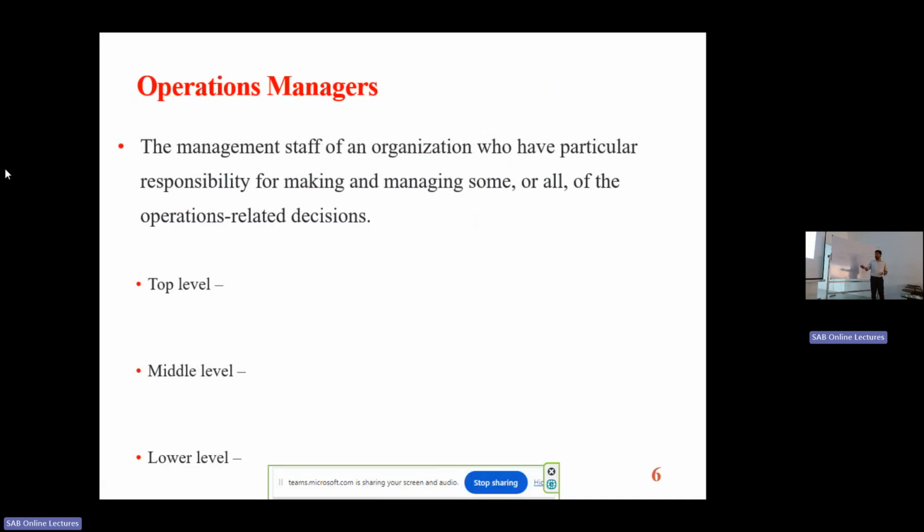Under their supervision, under their guidance, there is a second layer, middle level. What are the common job titles for managers at the middle level? So, now this is where you use your experience, your understanding. Right? What are the middle level positions?